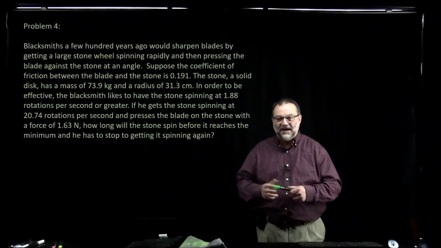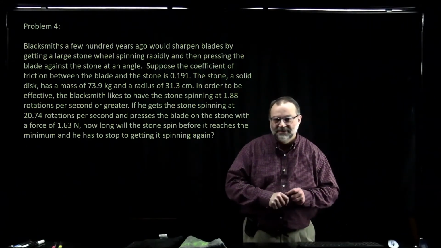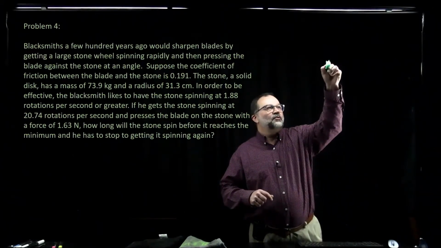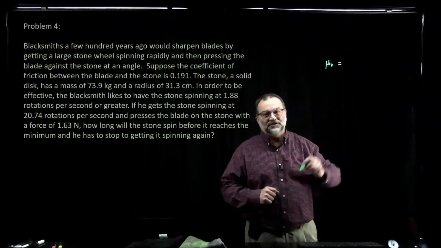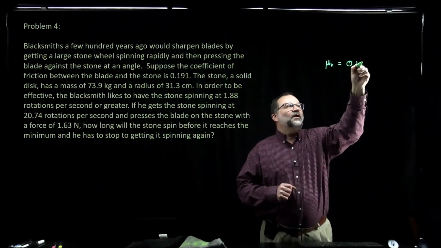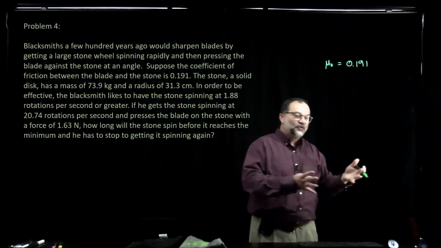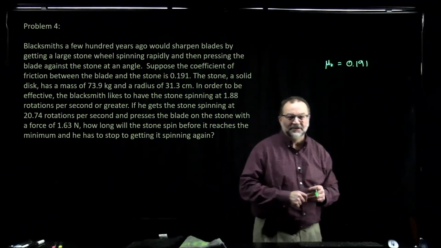Well, here we have this stone, and it is the coefficient of friction between, right, mu k, because it's moving. The coefficient of friction is 0.191. This is a great example of every week we're using everything in physics because you don't get to forget about the stuff we did before.